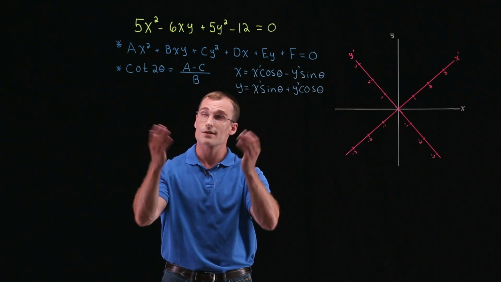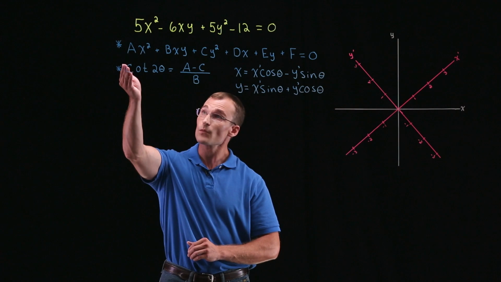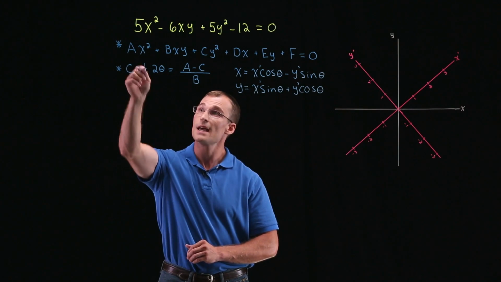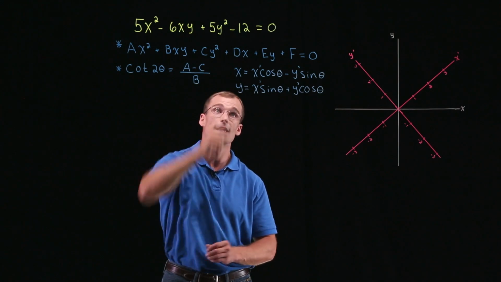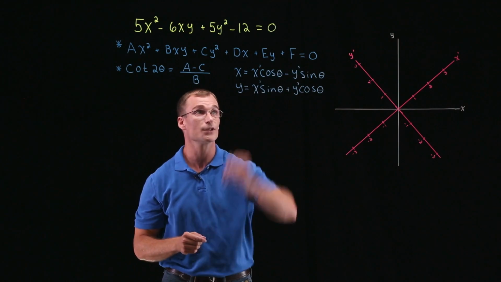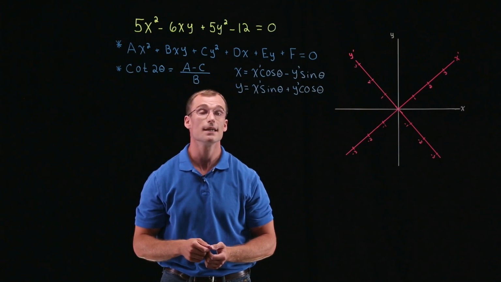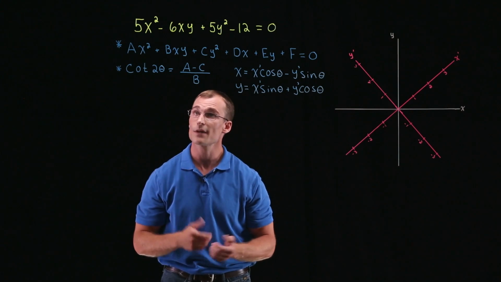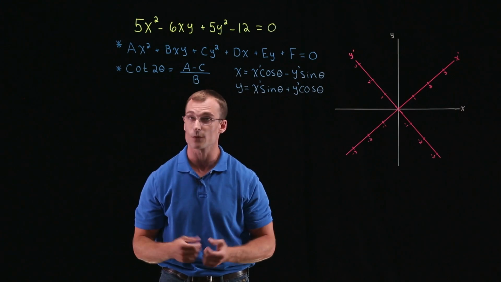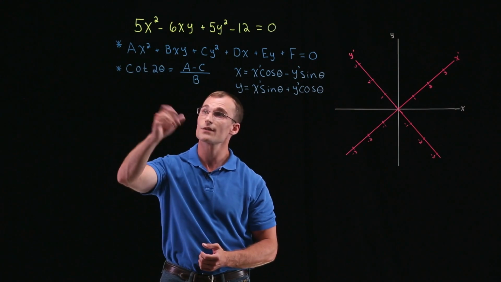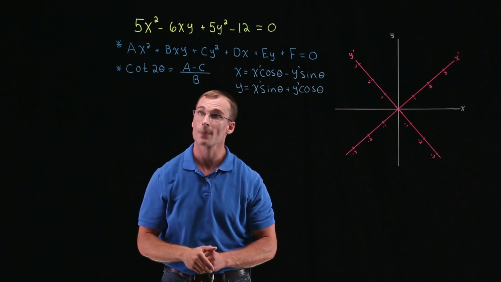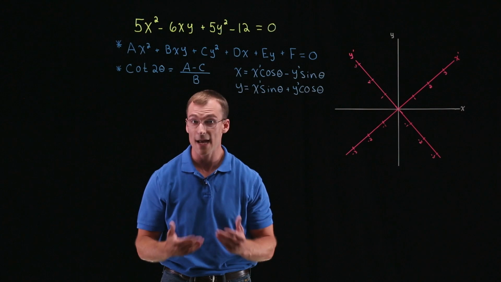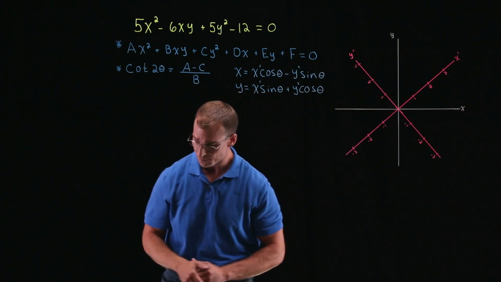Now we have some given equations that we'll use. We have the standard form of a conic as ax squared plus bxy plus cy squared plus dx plus ey plus f equals 0, where a, b, c, d, e, and f are constants. And we also have the relationship between the angle of rotation and some of these coefficients: the cotangent of 2 theta equals a minus c over b. That's where we'll start. We'll find the angle of rotation.